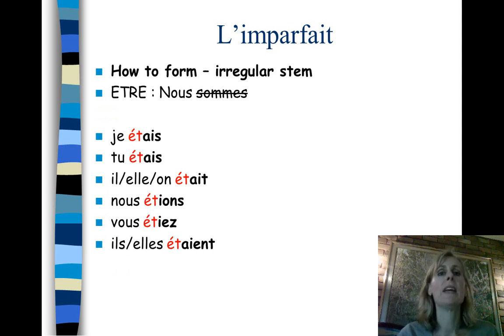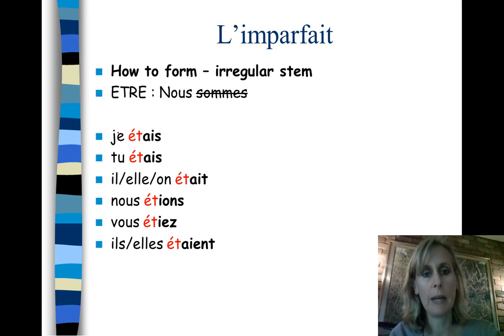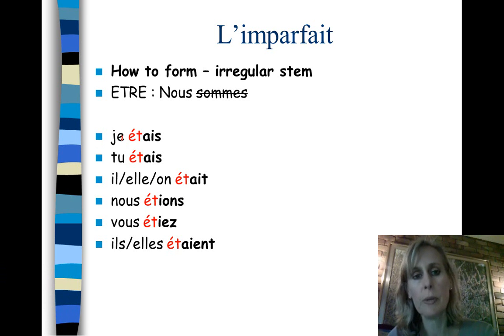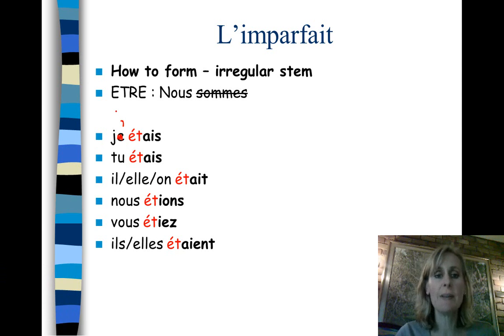There's only one irregular stem in the imparfait, so it's actually pretty easy. Only one, and that is être. And you can see I've just put a cross right through some because we don't use any of that. The irregular stem for être is ét, as you can see there. So what we do, we put the stem there, and because we've got this é here, we don't need that one there, do we? So it becomes j'étais, tu étais, il/elle était, nous étions, vous étiez, ils/elles étaient.